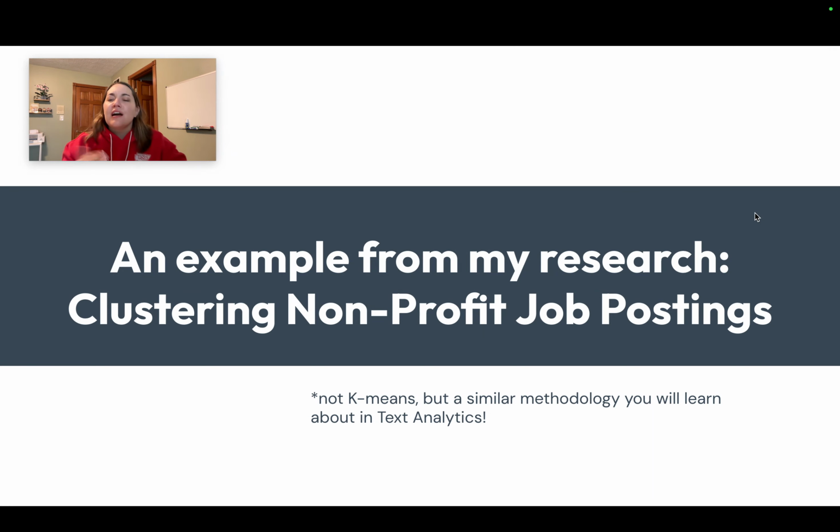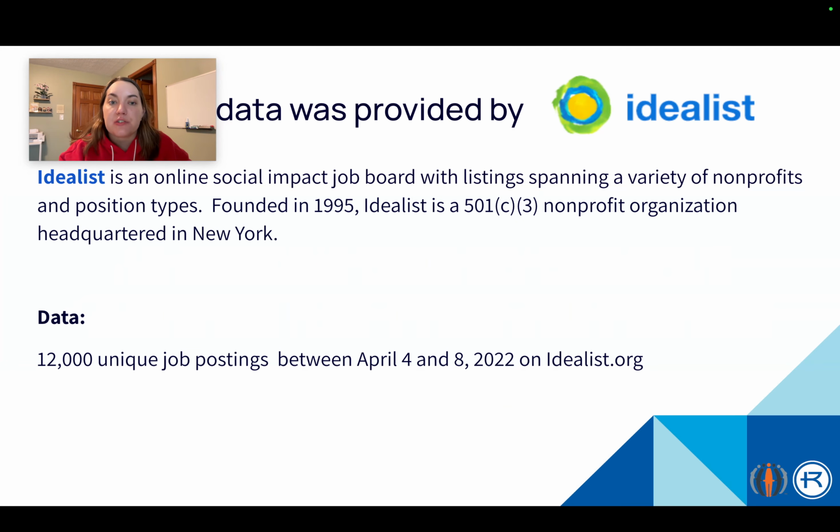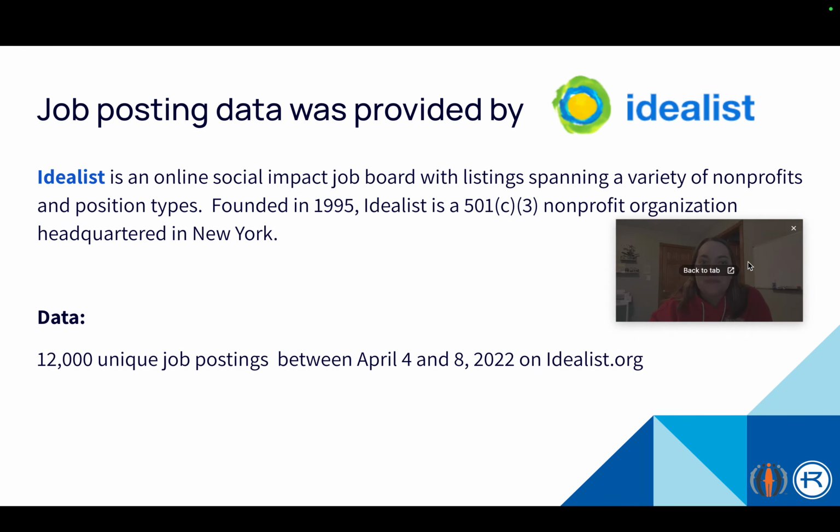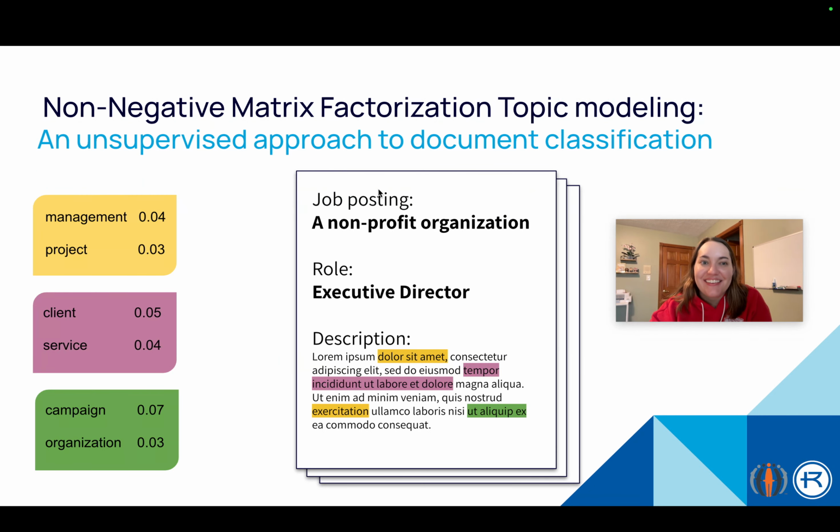The other piece is not k-means, but it's another example of a type of clustering. So I work with text a lot. And if you take my text mining class later, you'll hear me talk about this. But I took nonprofit job posting data. So job postings, we got it from a company called Idealist, but think like LinkedIn job postings. It was 12,000 of them. I ended up with like 25,000 by the end of the project. But I essentially said, how can I group these job postings and figure out what kind of patterns exist?